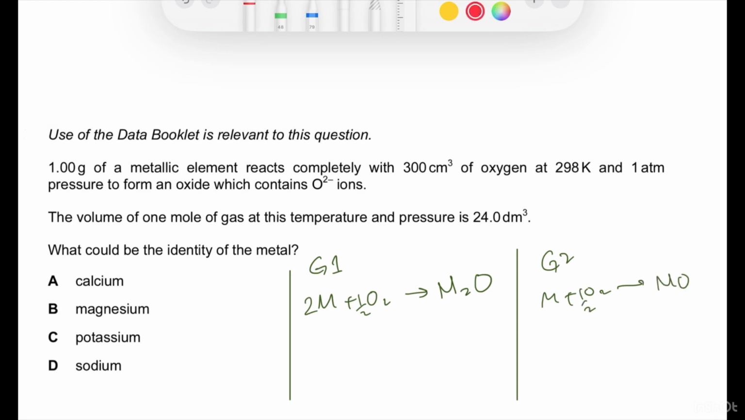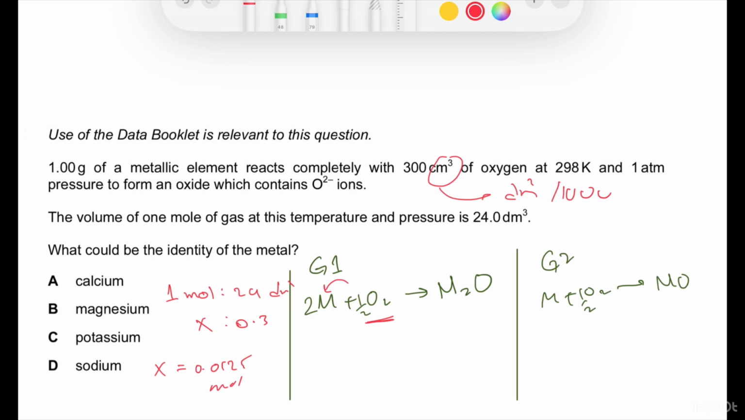I just need to determine the moles of oxygen and then make a ratio between them and the metal. So I just remember the golden relationship between moles and volumes: 1 mole is equal to 24 cubic decimeters, and since we have 3 cubic centimeters, you have to change them to cubic decimeters by dividing by 1,000. Then it becomes 0.003, and then the moles of oxygen are equal to 0.0125 mole.